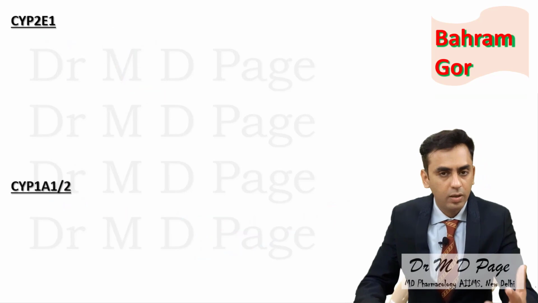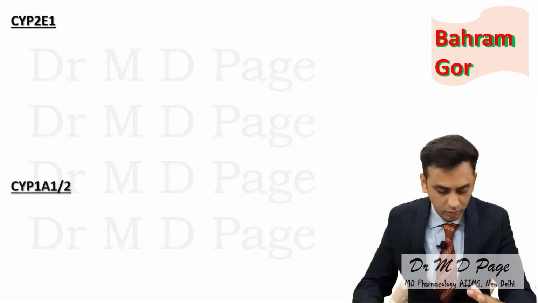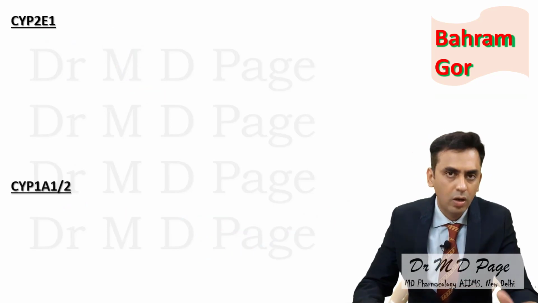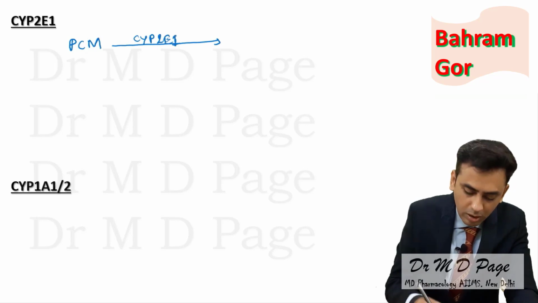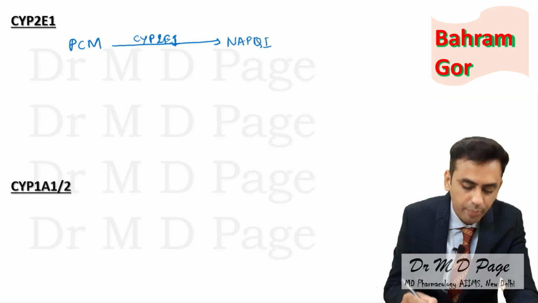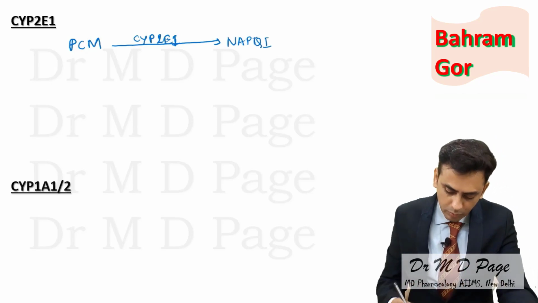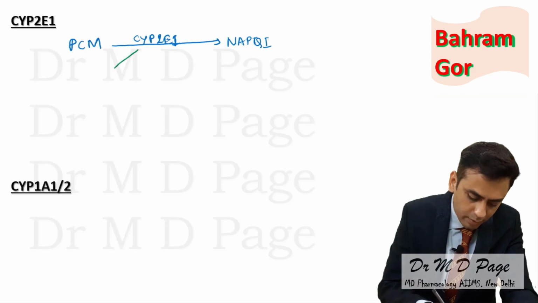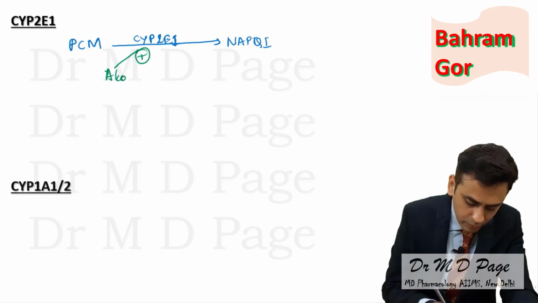Next, we will finish with these two, CYP2E1 and CYP1A1. For CYP2E1 you have to remember only one substrate, and that one substrate was already discussed, that is PCM, getting metabolized by CYP2E1 to the toxic metabolite N-acetyl-para-benzoquinoneimine, NAPQI. This CYP2E1 can be induced by, this also I have said, chronic alcoholism.